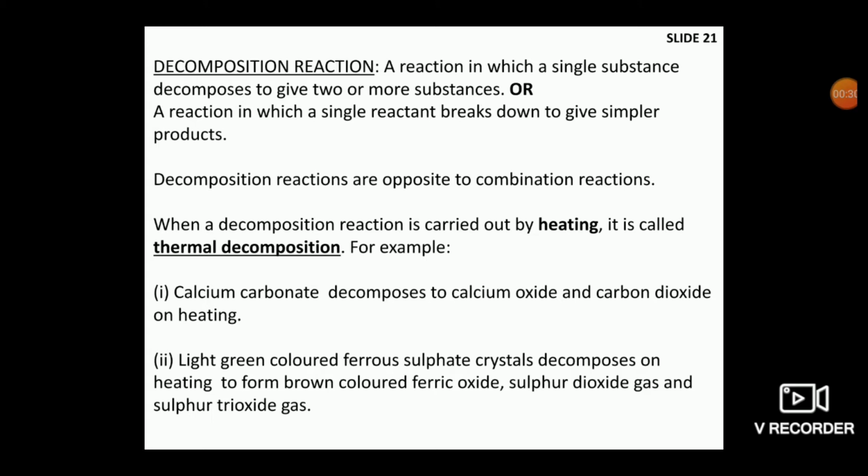Light green colored ferrous sulfate crystals decompose on heating to form brown colored ferric oxide, sulfur dioxide gas and sulfur trioxide gas. During the thermal decomposition of green colored ferrous sulfate crystals, one can also smell the characteristic odor of burning sulfur. Crystals of lead nitrate undergo thermal decomposition to give lead oxide, reddish brown fumes of nitrogen dioxide and oxygen gas. A crackling sound can be heard when crystals of lead nitrate are heated in a dry test tube.